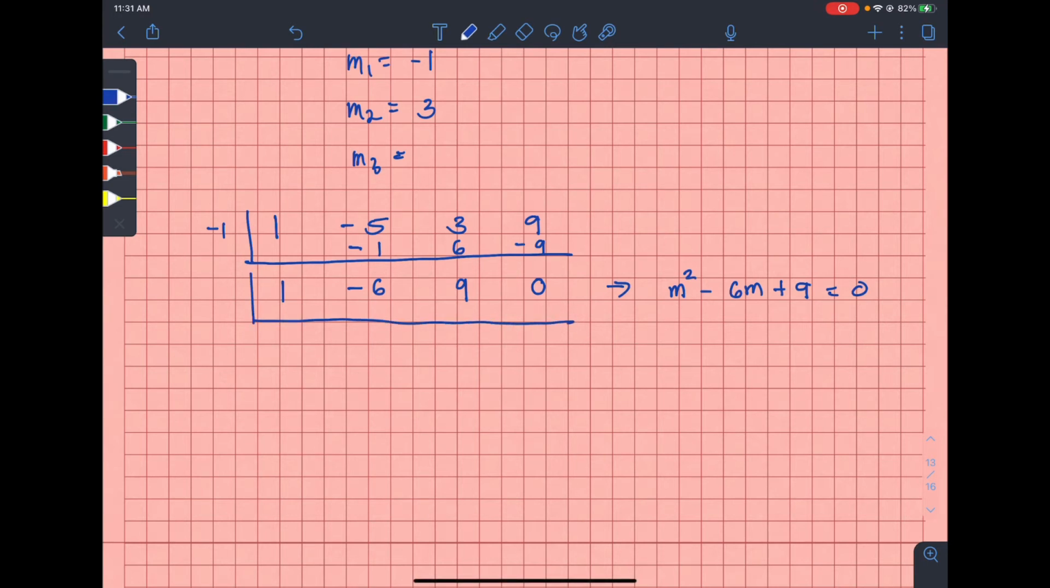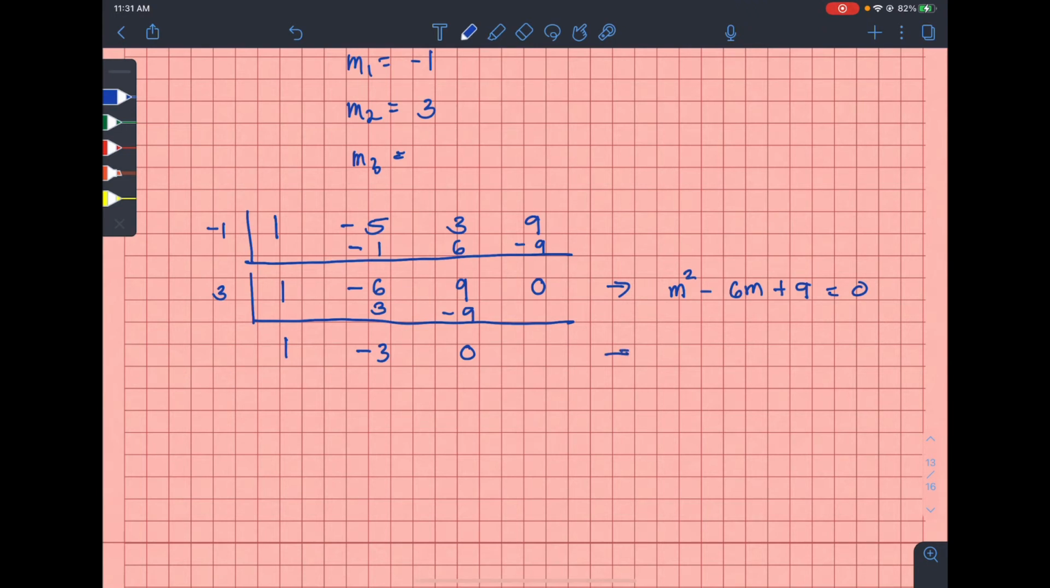So another root is 3 daw. So kung 3 naman yan, so bring down 1. 1 times 3 is 3. Negative 6 times 3 is negative 3. Negative 3 times 3 is negative 9. So negative 9 and 9, 0. So okay na naman ulit tayo.